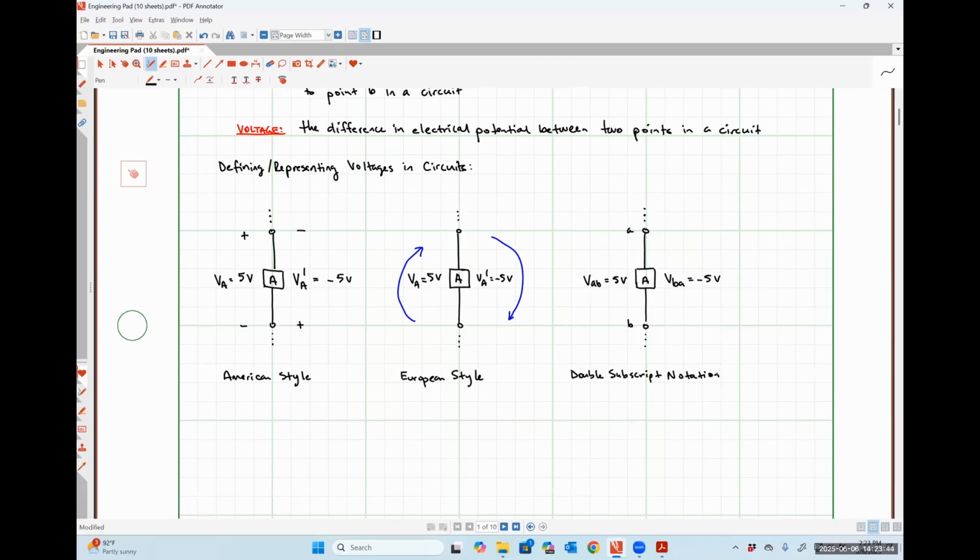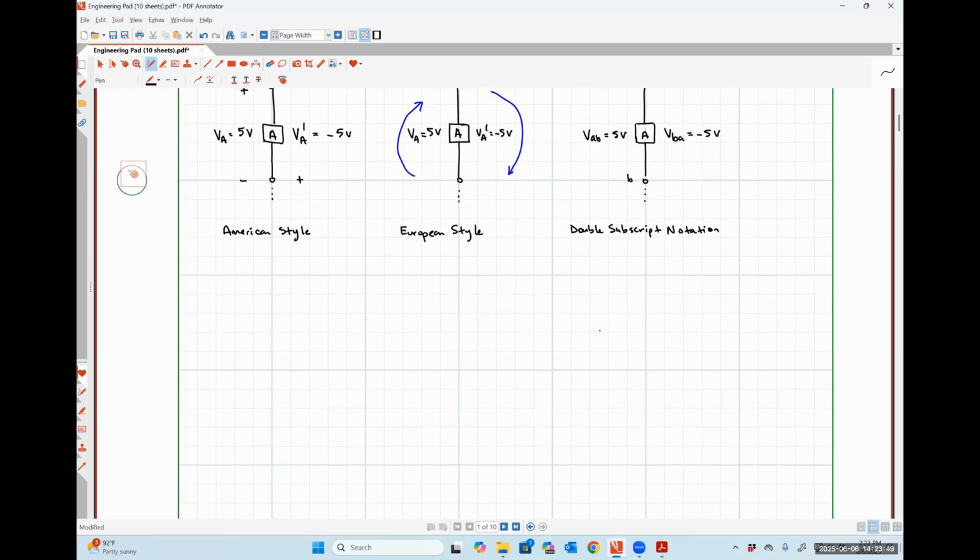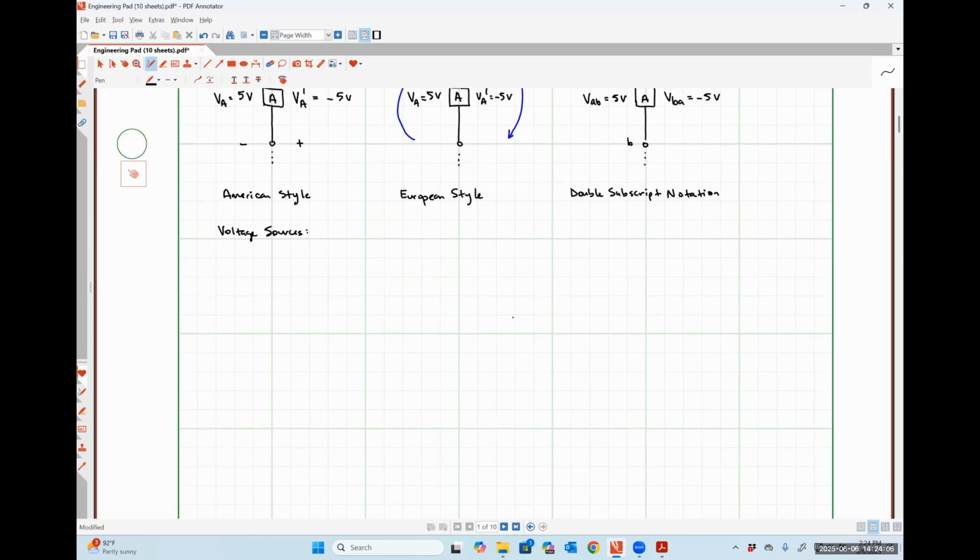All righty. So the last thing that I want to talk about with regards to voltages for today is the different types of voltage sources that we might see in the circuits that we're going to analyze in this class. So let's call this section voltage sources. And I'm going to start with the one that you guys saw the most back in the Engineering 120 classes. And that would be the battery.